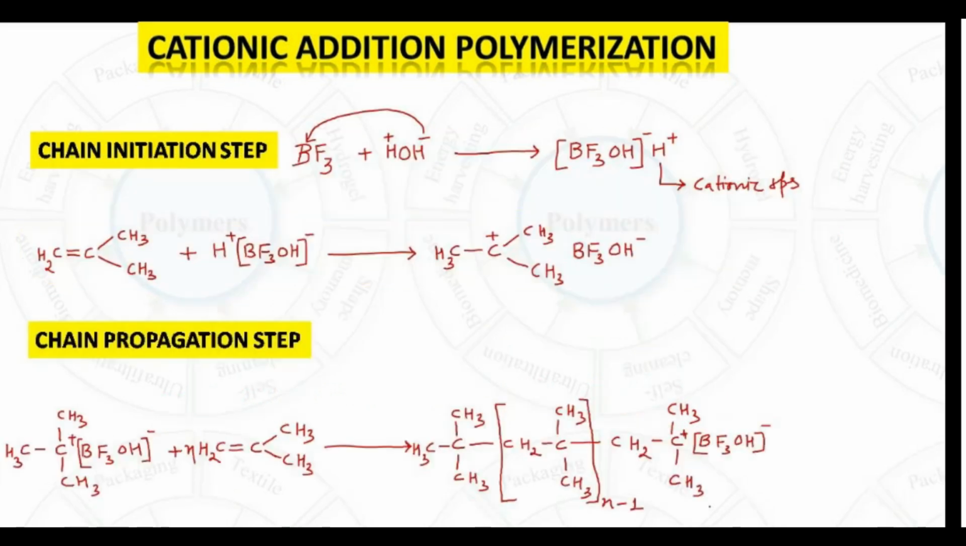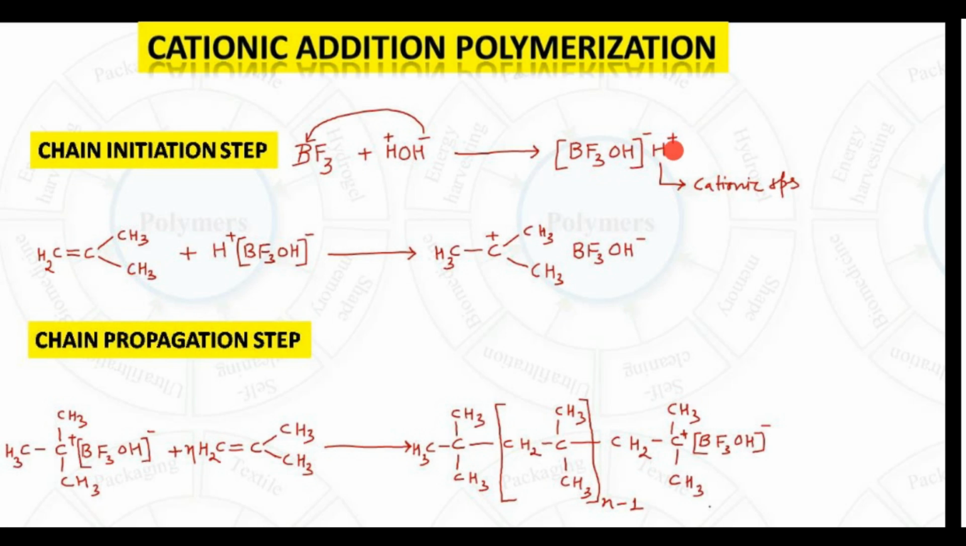So how does the mechanism go? Again, the same thing: the chain initiation step. I have taken BF3, your Lewis acid, because it is an electron deficient compound and can accept species which have electrons. Here is the water present in the system, so H positive, OH negative I have written here. Since boron can accept an electron pair, this OH negative will shift onto boron, and you will have this addition compound BF3OH negative, and this is the cationic part, H positive.